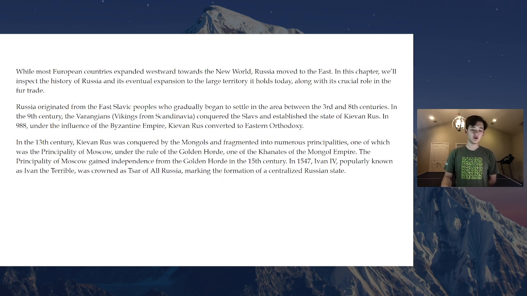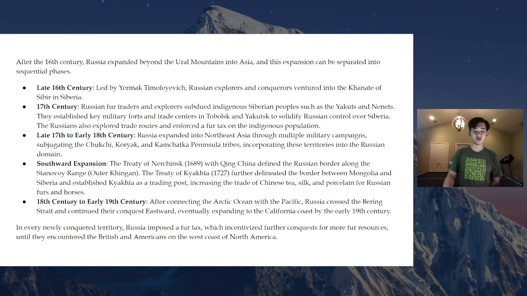First of all, while most European countries expanded westward toward the New World, Russia moved to the east, and in this chapter we'll look over the history of Russia and how they expanded to the large territory it holds today. Russia originated from the East Slavic peoples, but then in the 9th century, the Vikings from Scandinavia conquered the Slavs and established the state of Kievan Rus.